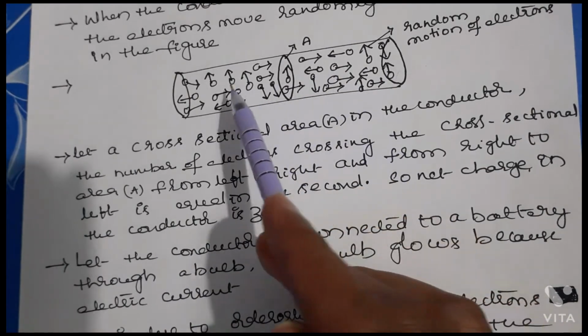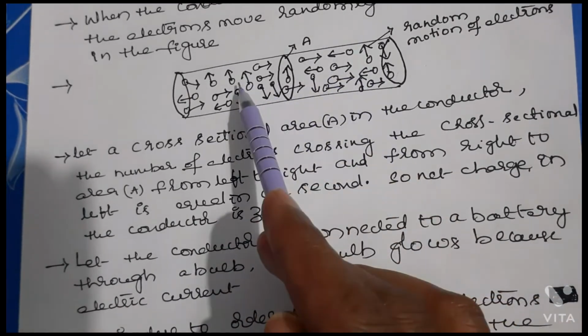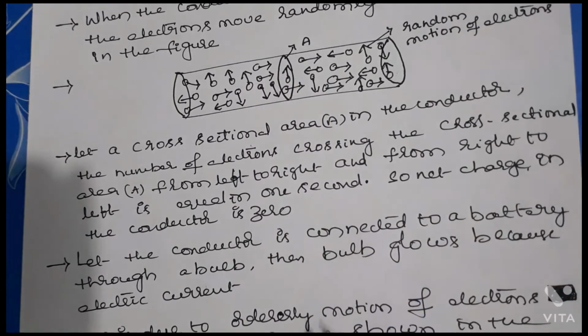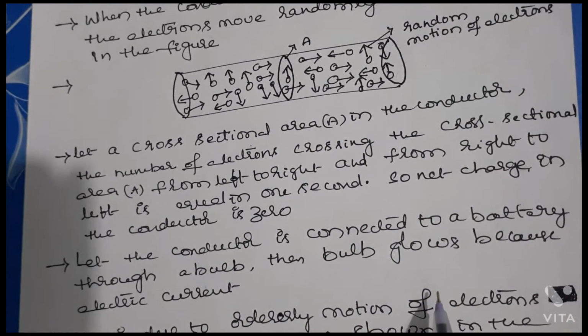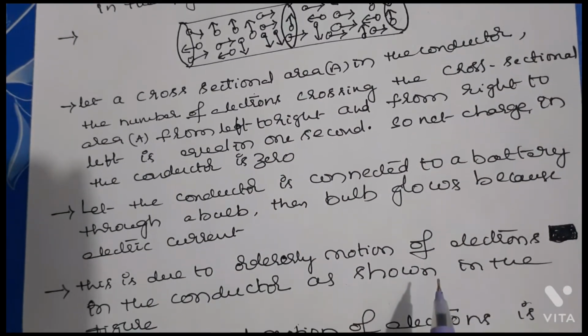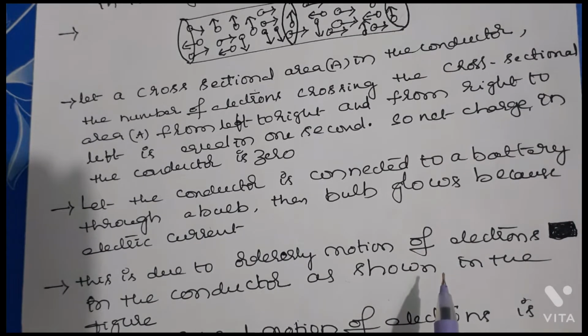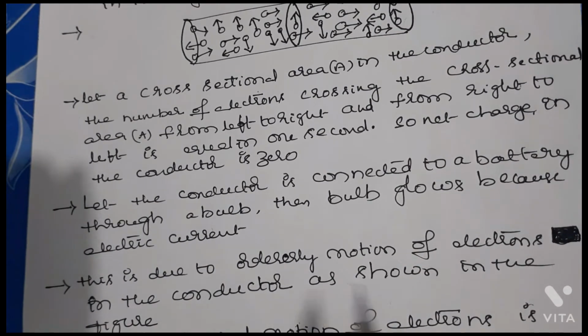The number of electrons crossing from here to here or here to here is equal. That is why there is no net charge inside the conductor. The net charge inside the conductor is 0 before connecting to a source of current like a cell or battery, or when it is in the open circuit.